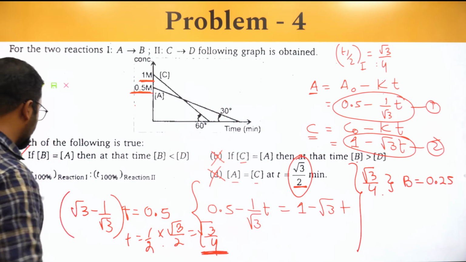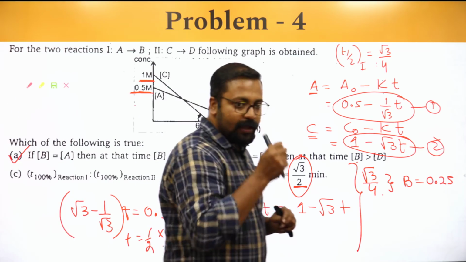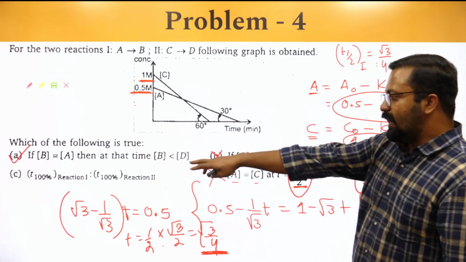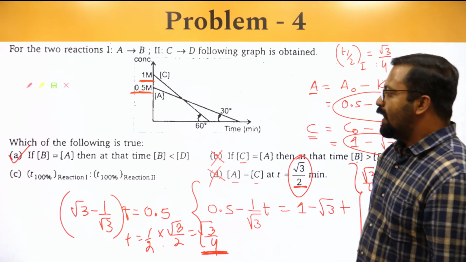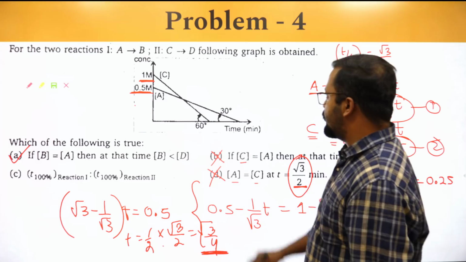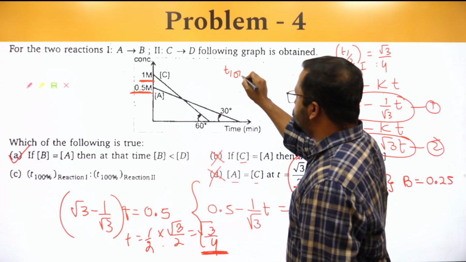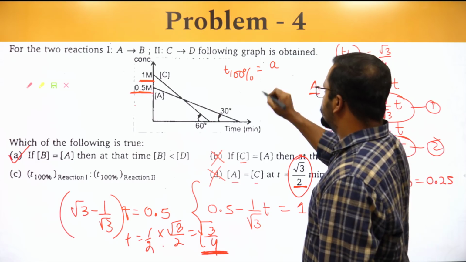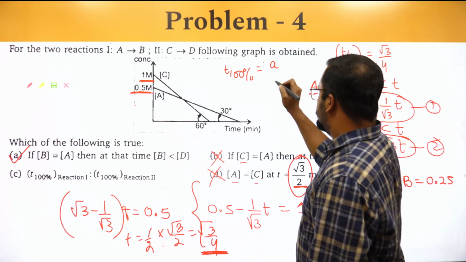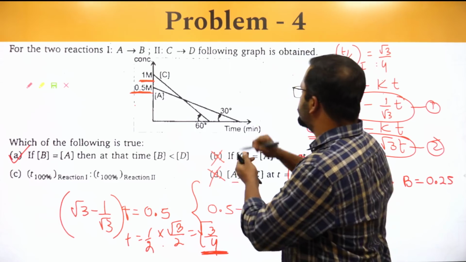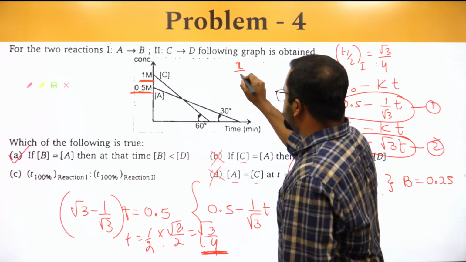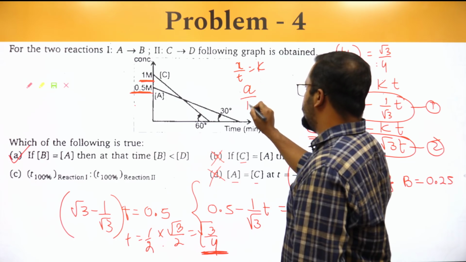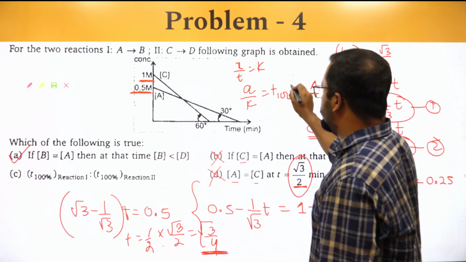The last statement to analyze is C option, T 100% for reaction 1 and T 100% for reaction 2. So T 100% is equal to A. I write it as X by T is equal to K, and T 100% will be written as A by K is equal to T 100%.